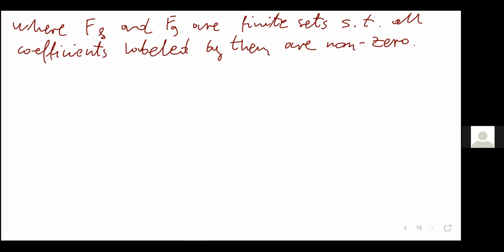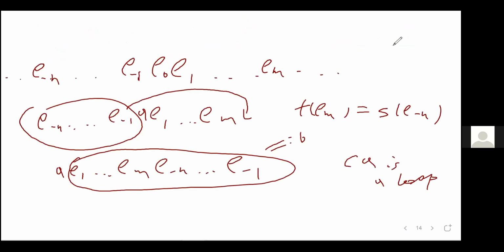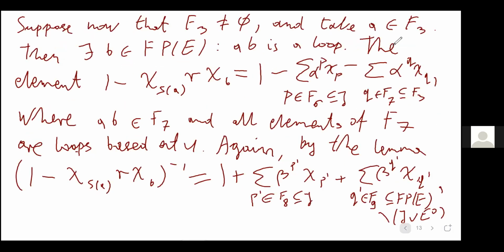So now what I'm going to do, I'm going to multiply 1 minus chi SA R chi B by its inverse. And I can do it in two ways, of course. I can take first 1 minus blah, blah, blah times its inverse, or I can take first the inverse and then 1 minus blah, blah, blah. In both cases, I do.